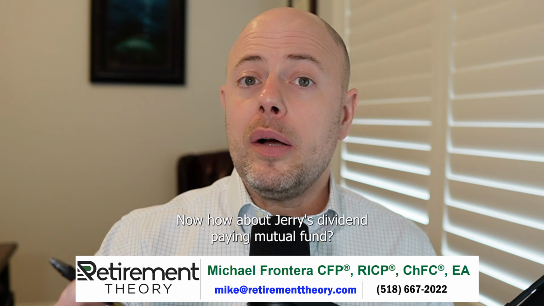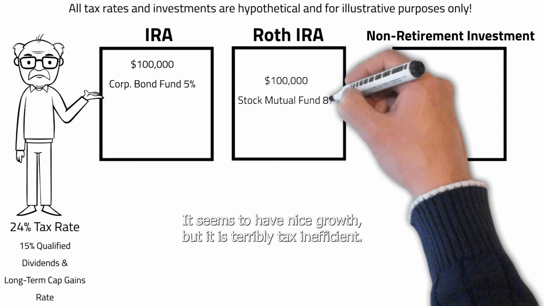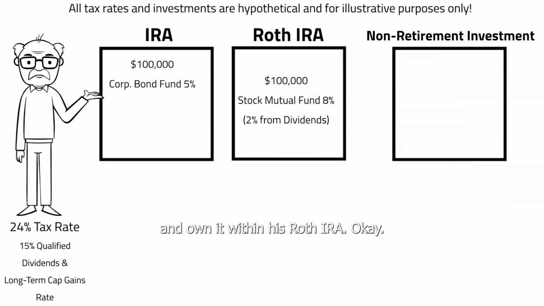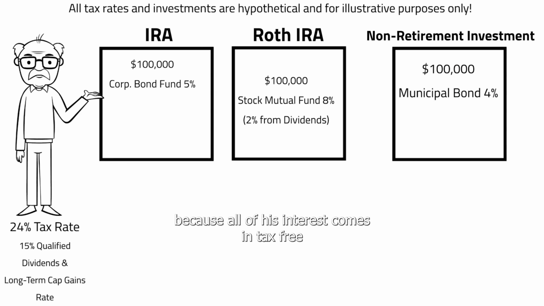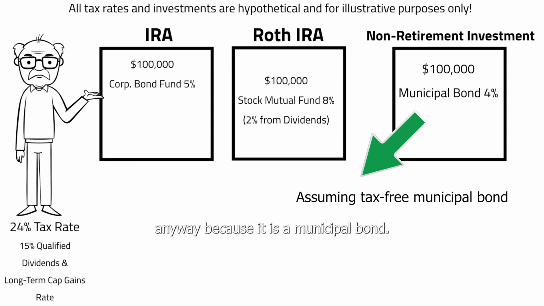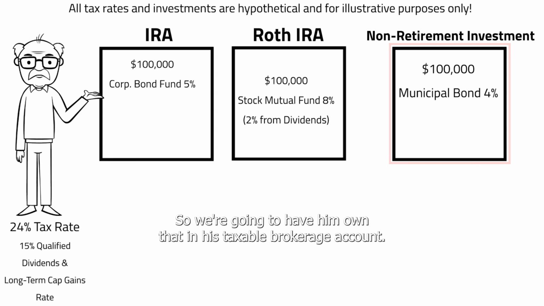Great. Now, how about Jerry's dividend-paying mutual fund? It seems to have nice growth, but it is terribly tax inefficient. So let's give him that tax-deferred wrapper in a retirement account and own it within his Roth IRA. Okay, and what about Jerry's municipal bond? Well, of course, this is a very tax-efficient investment because all of his interest comes in tax-free anyway because it is a municipal bond. So we're going to have him own that in his taxable brokerage account.